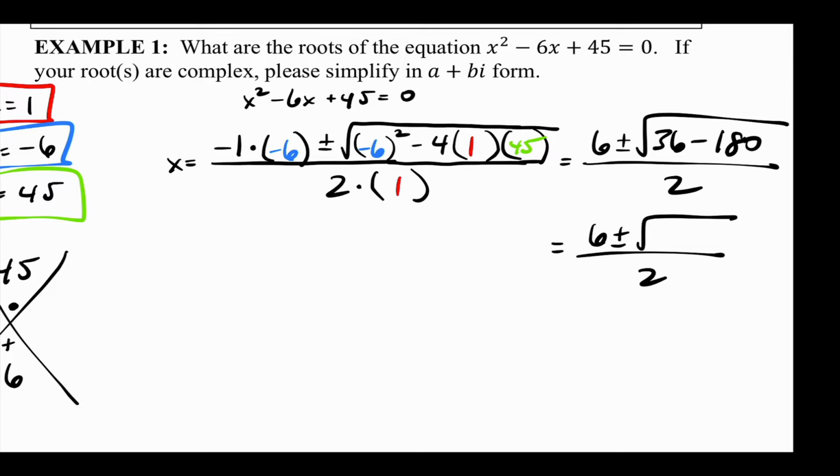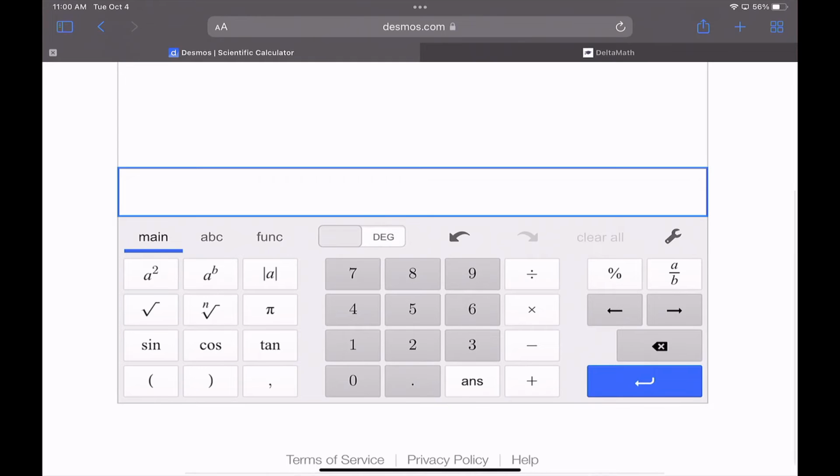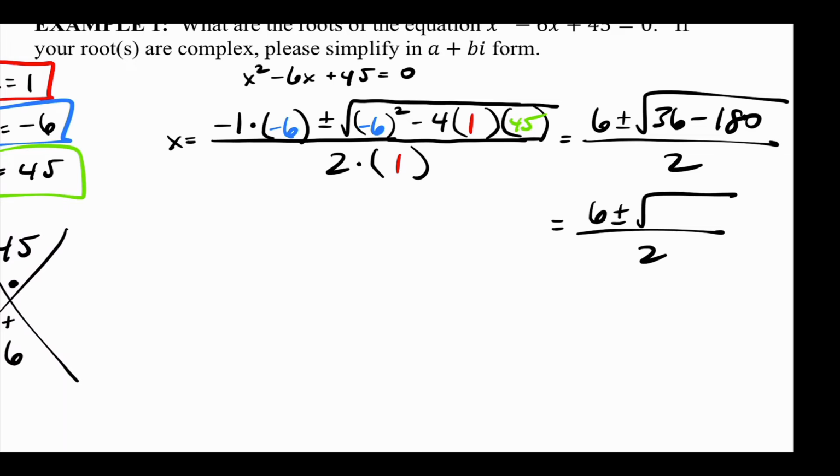36 minus 180. It's going to be a negative number. 36 minus 180 is -144. I didn't do anything wrong, I just got a negative number. We've never gotten negative numbers there when you were supposed to. Before we said it was wrong, right?